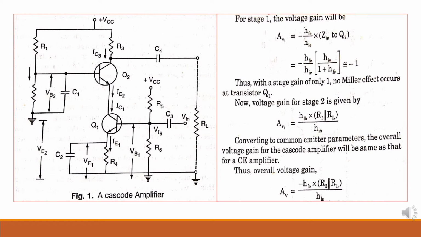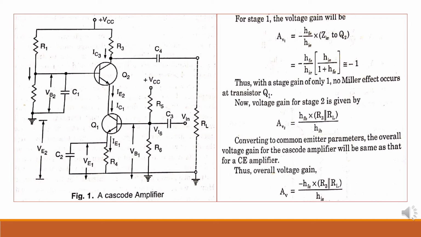As you can see from the figure, the voltage gain AV1 we can write down as minus hFE upon hIE into Zin, that is the input impedance of Q2. After calculating the values, we find AV1 equal to minus 1. So with a stage gain of only 1, that is unity gain, no Miller effect occurs at transistor Q1.